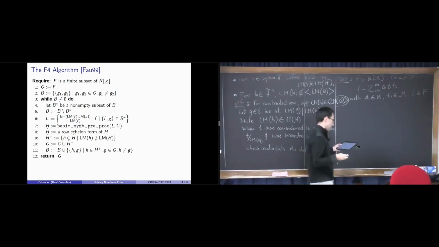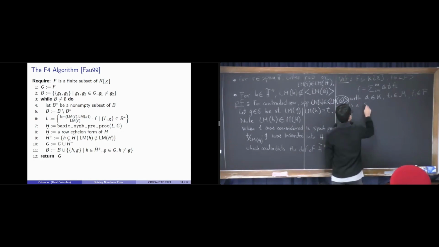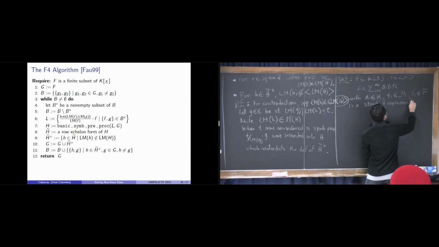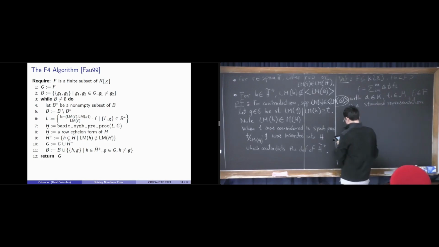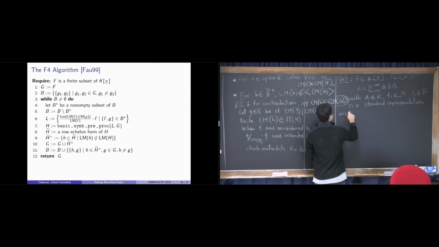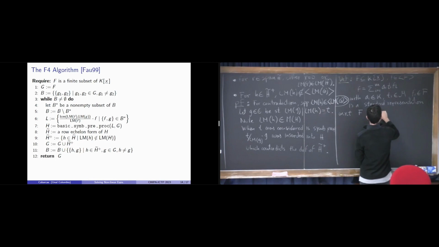So this is a standard representation with respect to capital F, if there's no cancellations happening at the highest degree. That is, if the leading monomial of t_i f_i is always less or equal to the leading monomial of f. This is true for every i.